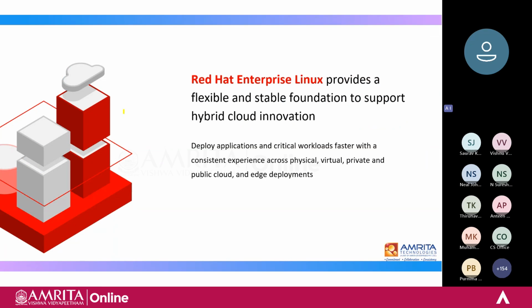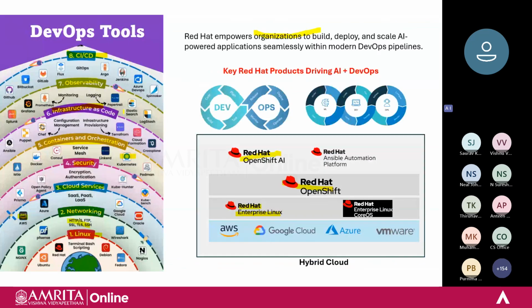Now, what is Enterprise Linux? Enterprise Linux provides a flexible and stable foundation to support hybrid cloud innovation. As I told you in the previous slide, your Enterprise Linux is the backbone for your hybrid cloud. Without Linux, you will not be able to build the hybrid cloud platform. So Linux is a base for your hybrid cloud platform, right?